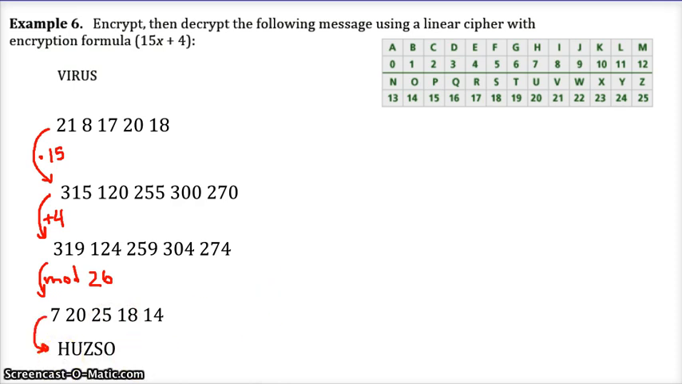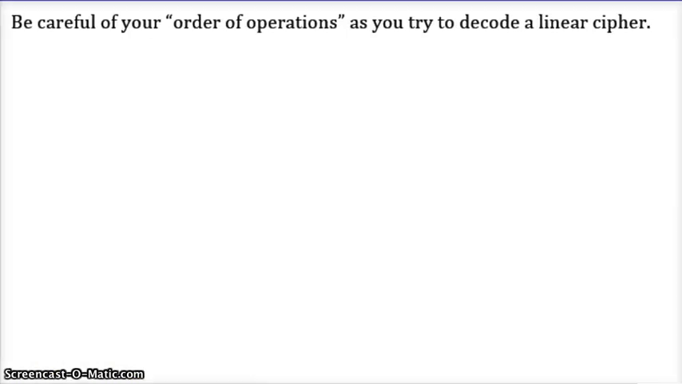All right, let's try to decrypt it. Now in decrypting, just be careful of order of operations. You want to make sure you undo this the correct way. Let's try it. So you've received this encrypted message. You know it was done using 15x plus 4. And so the first thing you do, of course, is convert it into numbers. And there they are. Now, the last thing that was done in 15x plus 4 was the plus 4. So the next thing we're going to want to do is minus 4.